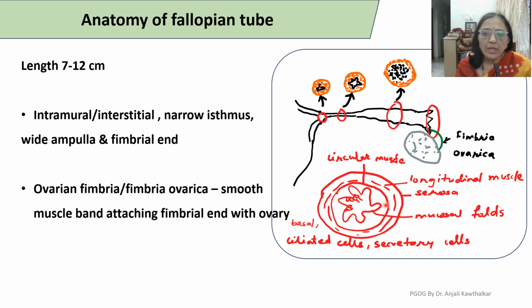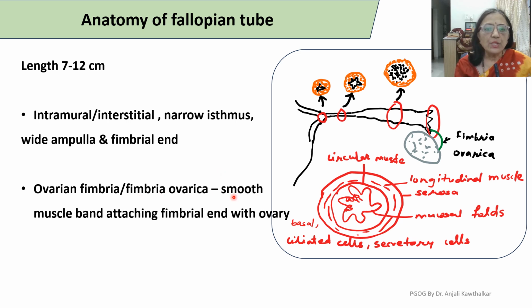This fallopian tube has a muscle layer, which is inner circular and outer longitudinal muscle. These muscle contractions lead to the normal peristalsis of the fallopian tube, which helps in the transport of the fertilized ovum.